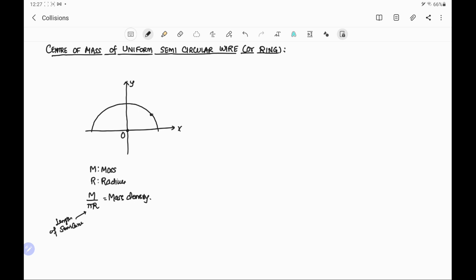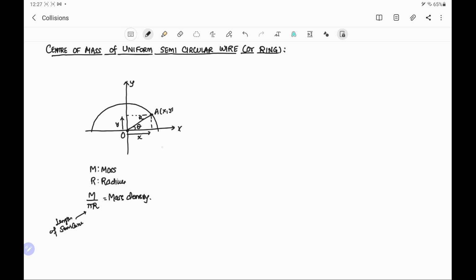Suppose there is a point A on the circumference, and this length OA, which is equal to the radius R, makes an angle theta with the x-axis. The coordinate of A is x and y, where x is the distance of A along the x-axis and y is the distance of A along the y-axis.